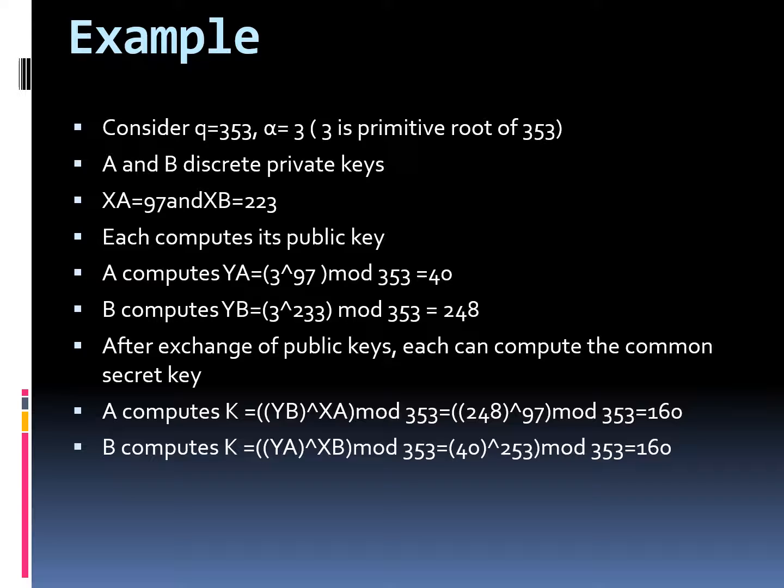After exchange of public keys, each can compute the common secret key. A computes K is equal to YB power XA mod 353, which is equal to 248 power 97 mod 353, which gives the answer 160. In the same way, user B computes K is equal to YA power XB mod 353, which is 40 power 253 mod 353, which is equal to 160. Hence, we can see that after computation, key A and key B are same, that is 160.